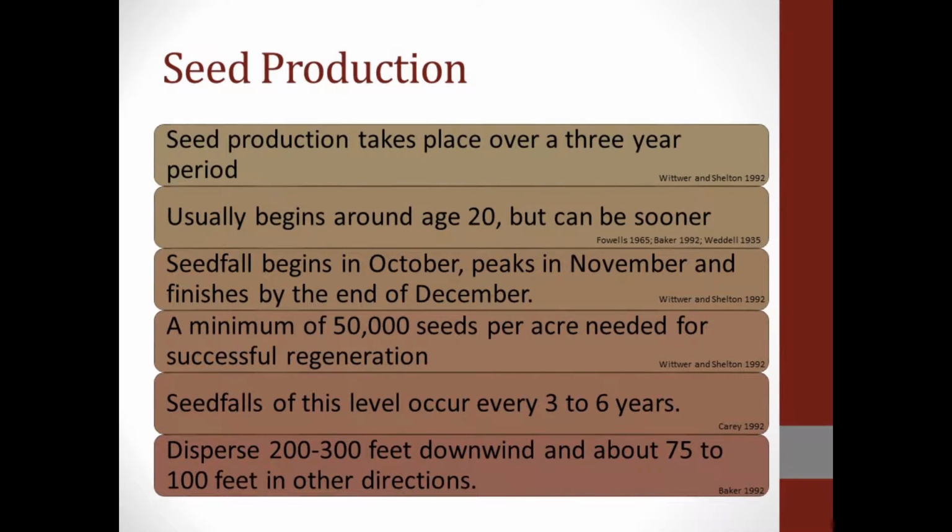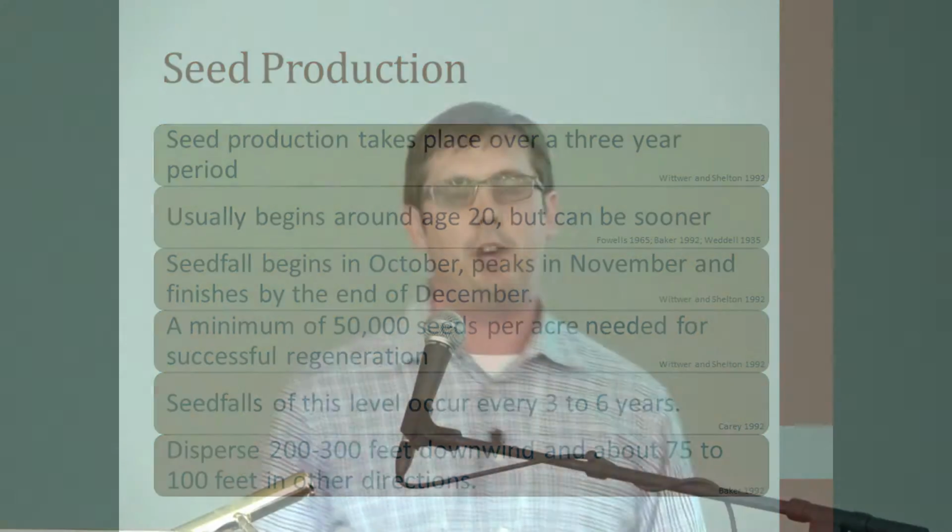slides. Seed fall, if you have your seed fall, most of the research suggests that you need about 50,000 seeds per acre to have enough natural regeneration to consider that a success. So you need a lot of seed falling from those trees in order to result in an adequately stocked shortleaf pine stand. The seed falls of this level typically only occur about every 3 to 6 years. That's a southwide average though. There's some other research suggesting that around here and further up north, it's actually a wider span than that, more like 4 to 10 years.